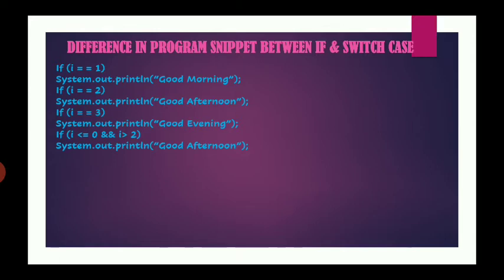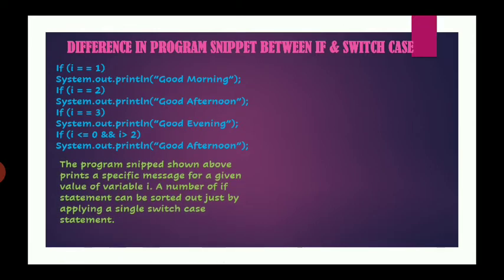So to display so many ifs, the program snippet shown above prints a specific message for a given value of variable i. A number of if statements can be sorted out just by applying a single switch case statement. So instead of writing so many ifs, we can just write a switch statement once.